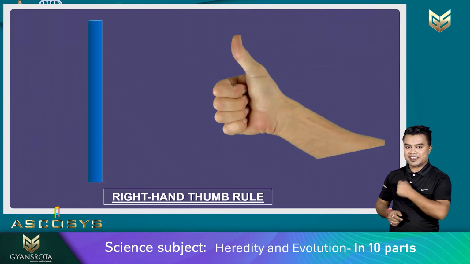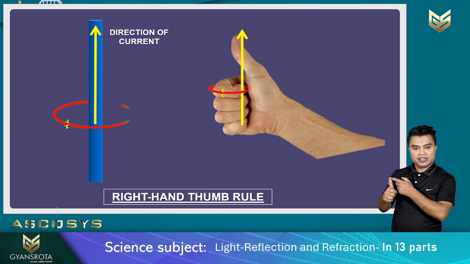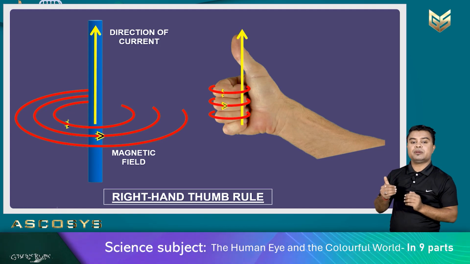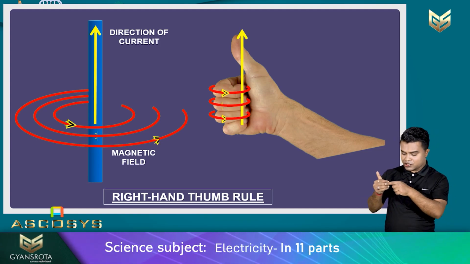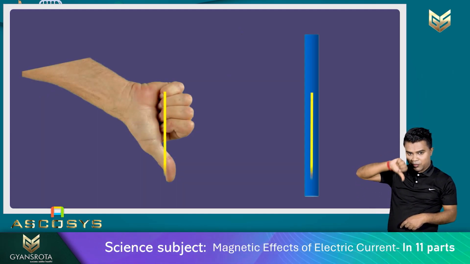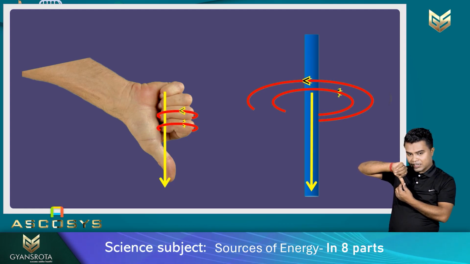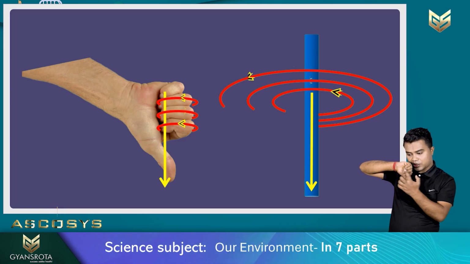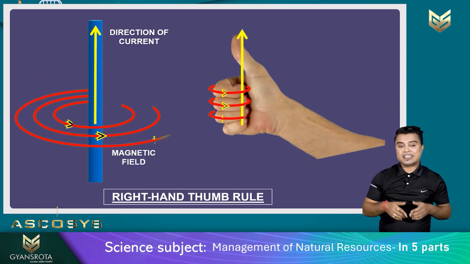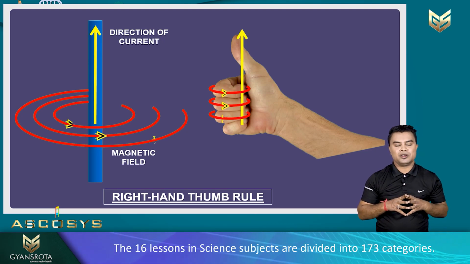As you can see on the screen, if you point your hand in this way, the thumb will show the direction of the current and the curled fingers will give the direction of the magnetic field around it. If the current is going downward, this will be the direction of the current in the straight conductor, and this will be the magnetic field around it, which will come in this way. So, this is how you can find the direction of the magnetic field in a straight conductor using the rule known as the right hand thumb rule. Hope it is clear with you.